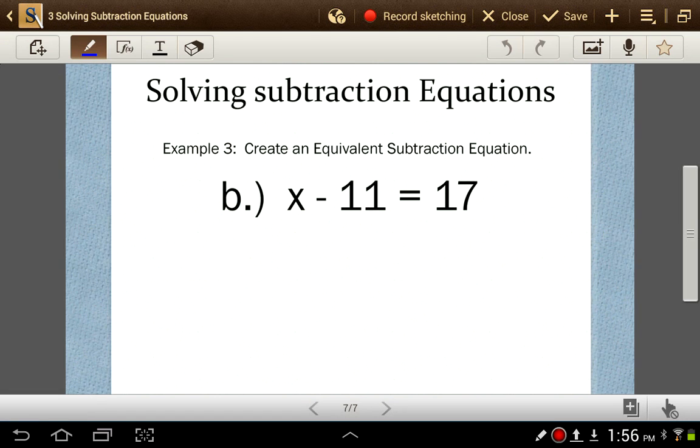Here's example B. So again, same thing, create an equation. So I'm going to add 11 to both sides. That's going to give me x equals 28. I'm going to write an equation. Again, I'll give you 2 examples. So the first one, I want to make them less than 28.